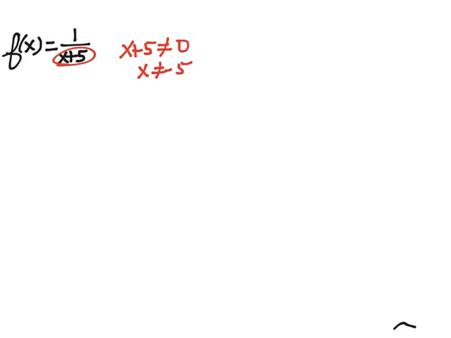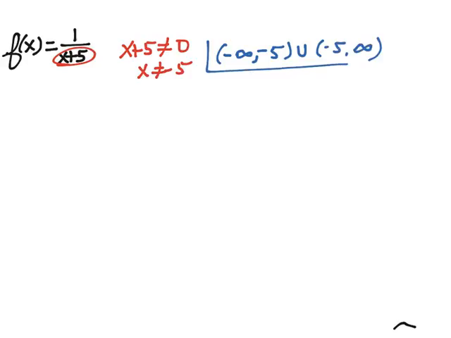That means our domain, what would be implied for this problem, is that the domain is all real numbers except for negative 5. So the mathematical way to write that down is to use interval notation: negative infinity to negative 5, jump over the negative 5, and then we're going to go from negative 5 to infinity. So this is the domain for that function written in interval notation.